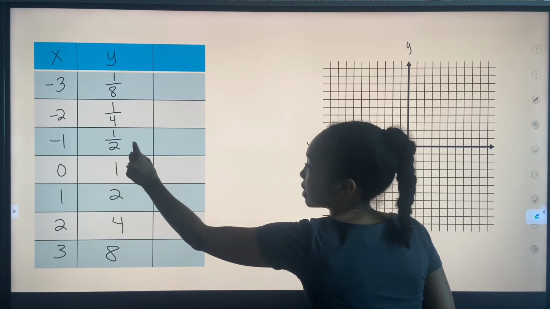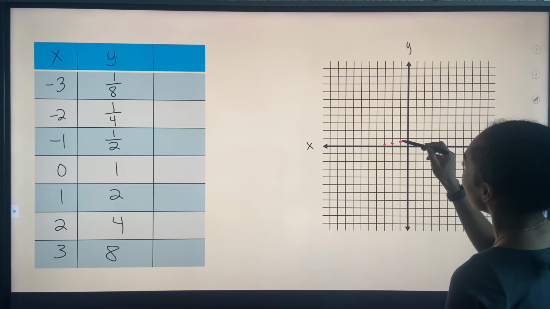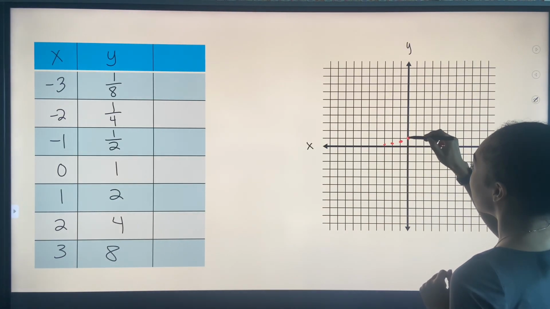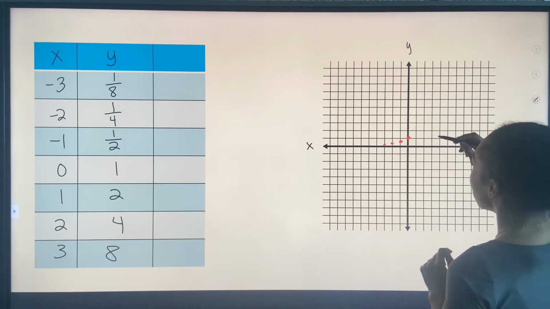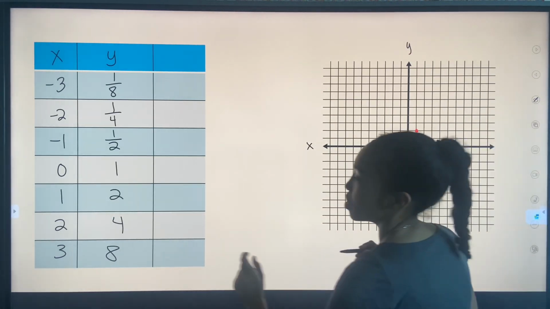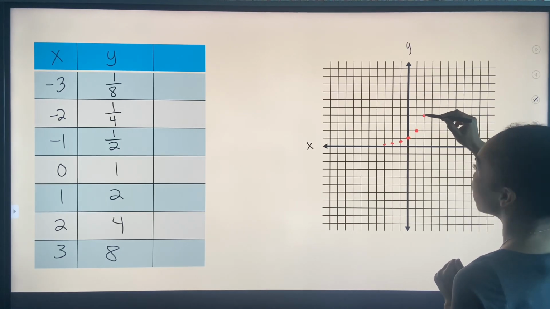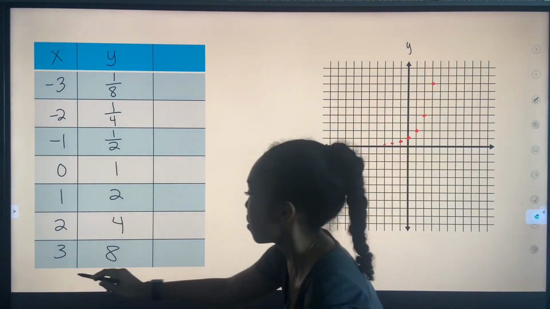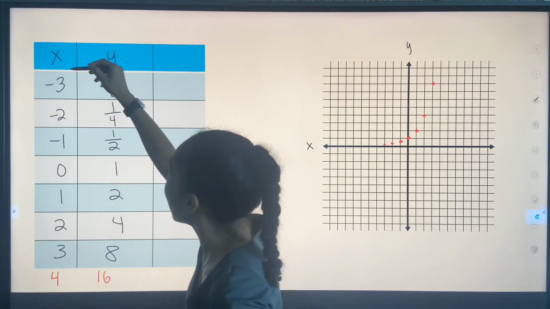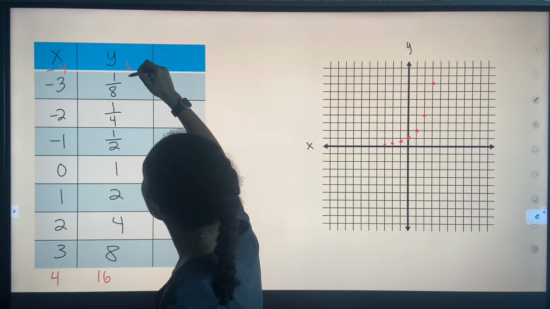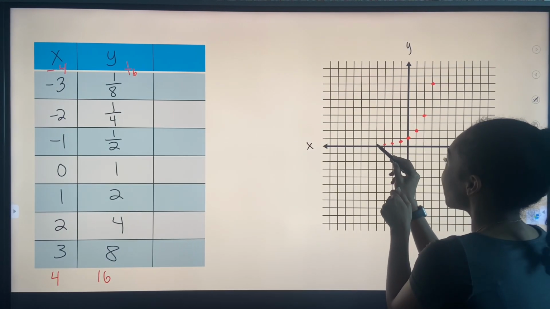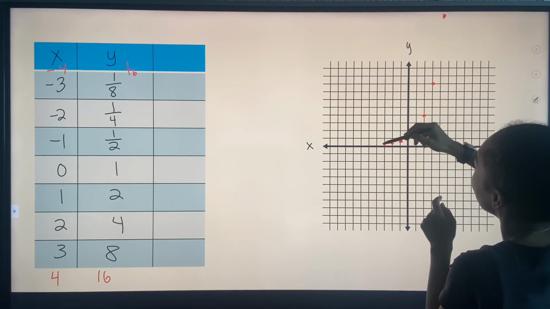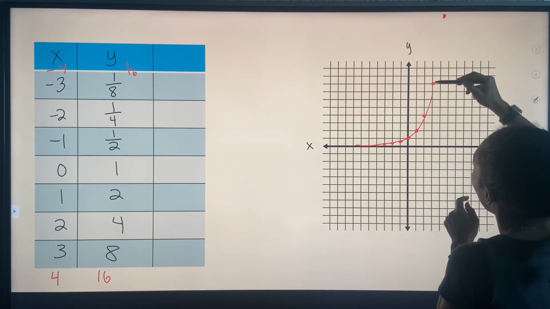Next, negative 1 is at 1/2. So at negative 1, you're right between 0 and 1. 0, 1 is right here. 1, 2 is right here. 2, 4, right here. 3, 8 is up here. And remember, the 4 was a 16, and negative 4 was 1 over 16. So you're getting very tiny as you move to the left, and you're getting very big as you go this way. So that is what your graph will look like.